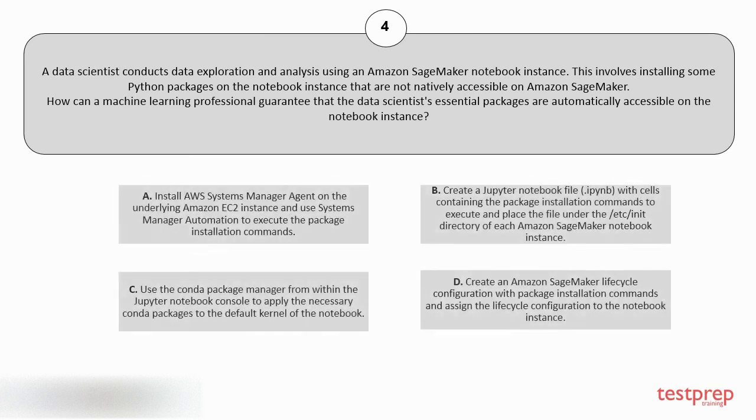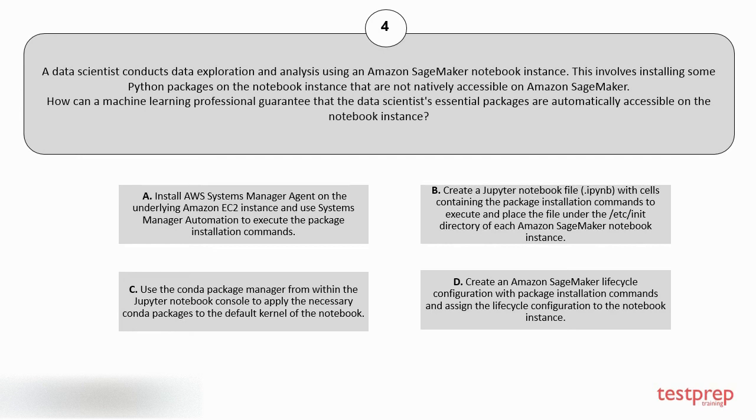Your options are: A. Install the AWS Systems Manager agent on the underlying Amazon EC2 instance, and use Systems Manager automation to execute the package installation commands. B. Create a Jupyter Notebook file with cells containing the package installation commands to execute, and place the file under the directory of each Amazon SageMaker notebook instance.